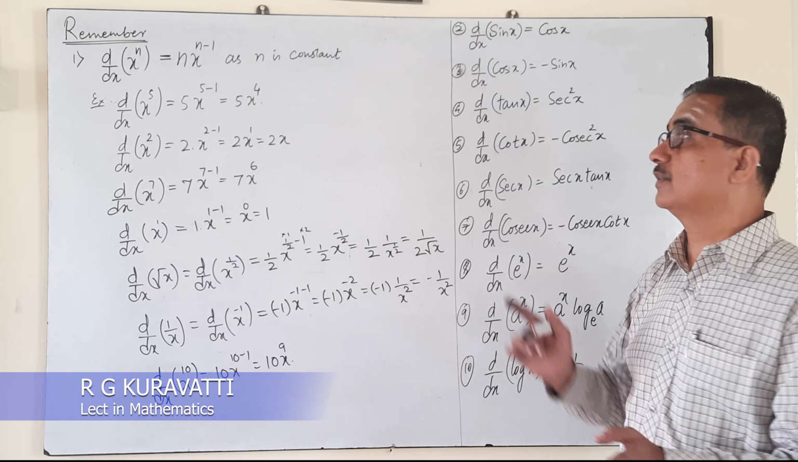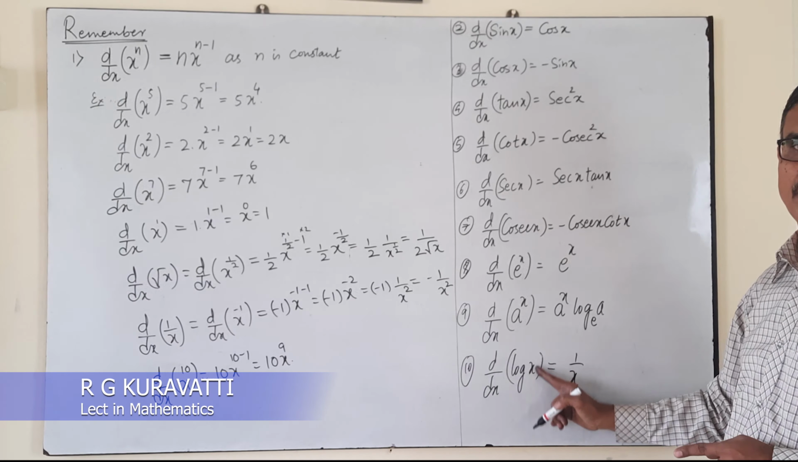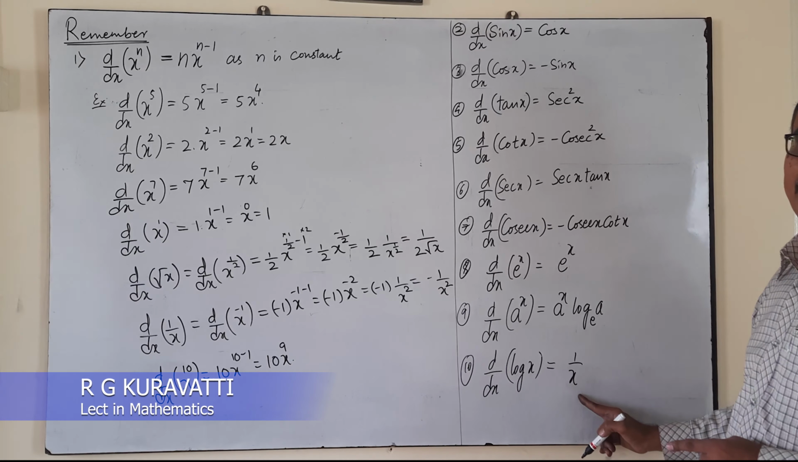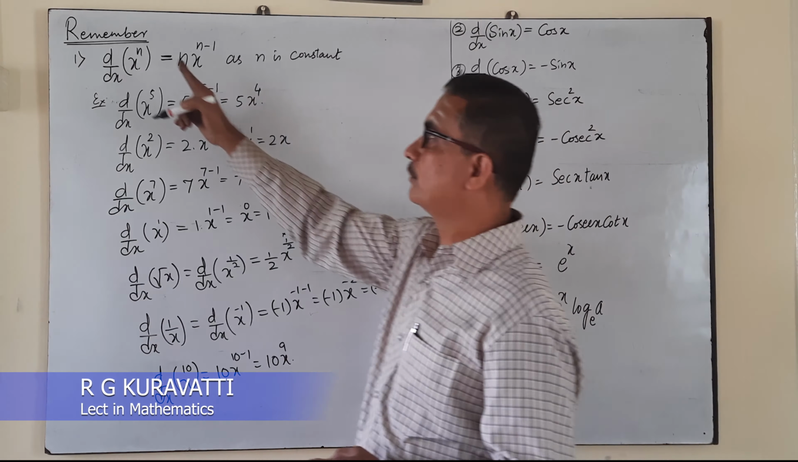Then derivative of e power x is e power x, derivative of a power x is a power x into log a to the base e. Derivative of log x to the base e, or simply log x, is equal to 1 by x. Now here, derivative of x power n, as the power n is constant, n constant ಇದ್ದಾಗ, for example, correct ಆಗಿ ಪ್ರಾಕ್ಟೀಸ್ ಮಾಡ್ಕೋಬೇಕು. ಓಕೆ.